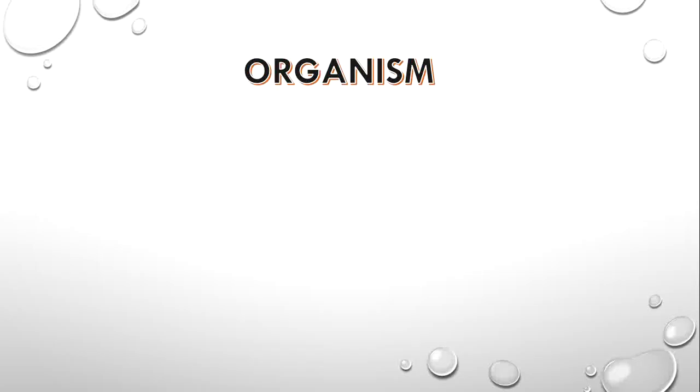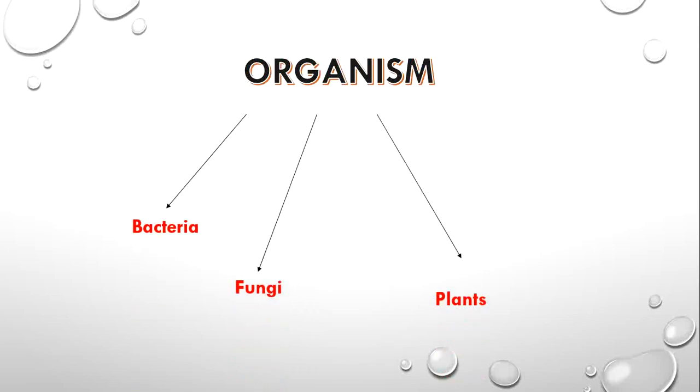A living thing can also be called an organism. An organism is every living thing that is made up of cells, such as bacteria, fungi, plants, and animals.